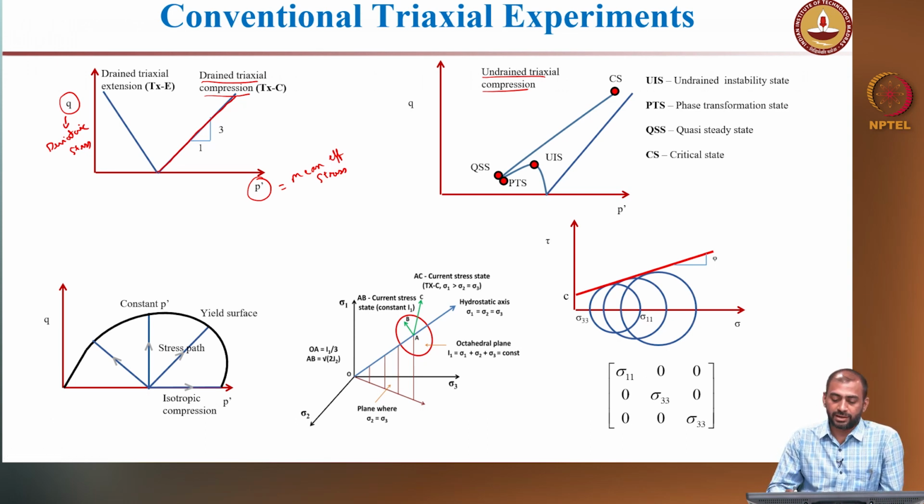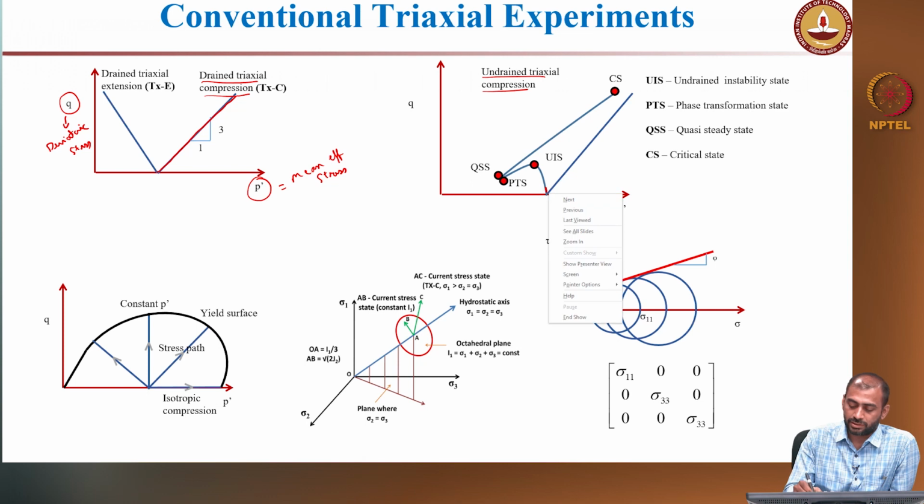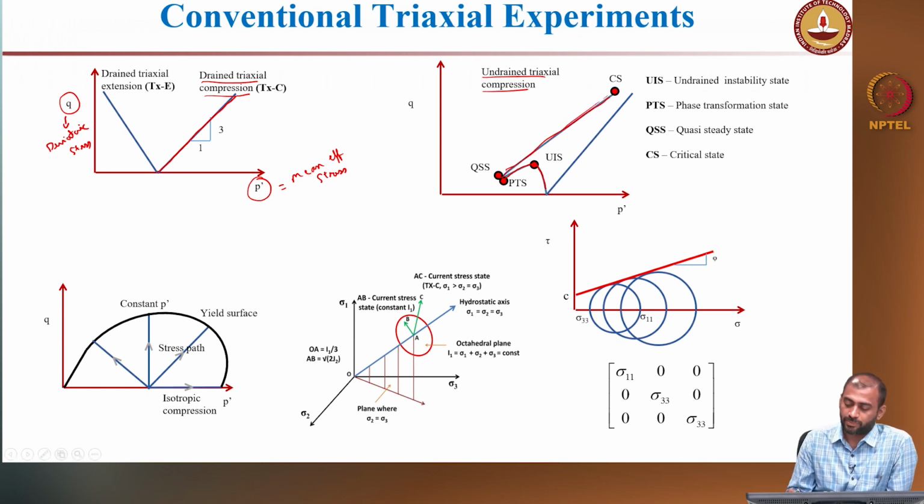But if you are performing an undrained test, typically the material behavior starts here and then goes to an undrained instability state, and then it contracts to reach a phase transformation state, and then reaches the quasi steady state before reaching the critical state. So it contracts, after that it starts dilating and reaches the critical state. This is a typical response under drained and undrained conditions, and it also varies depending upon the density and the stress state, the mean effective stress that you are choosing. So typically this is how the response will be.